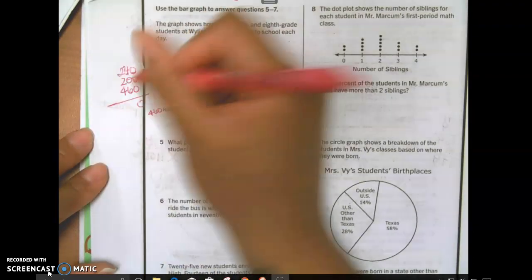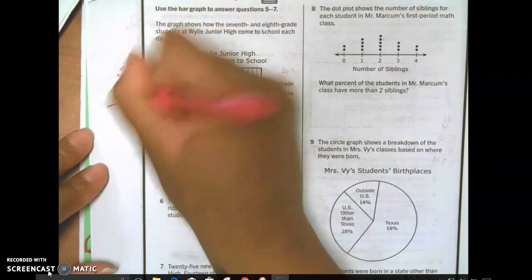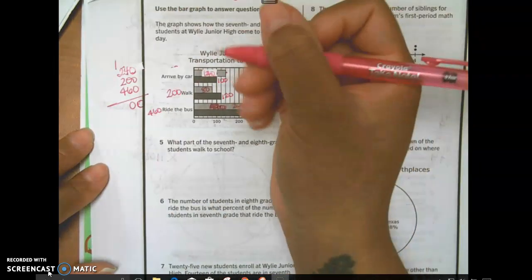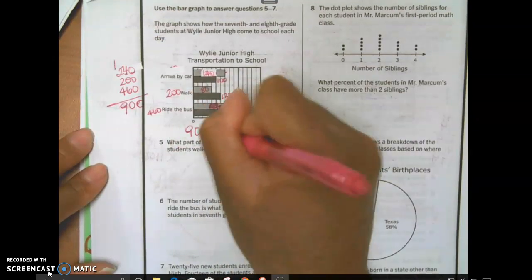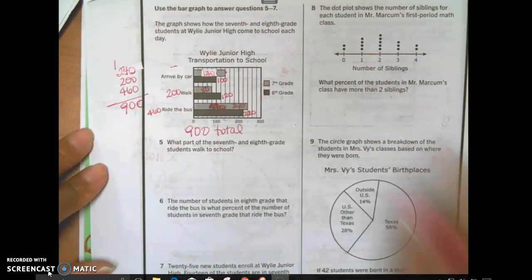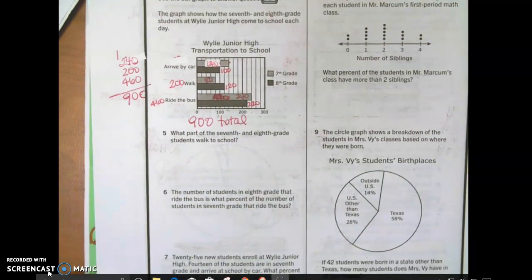0, 4 plus 6. 10. Carry the 1. 9. 900 total. What part of the 7th and 8th grade students walk to school?